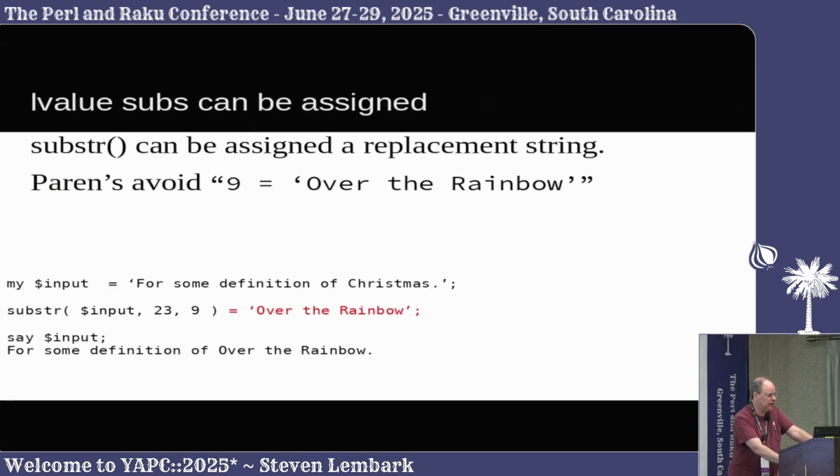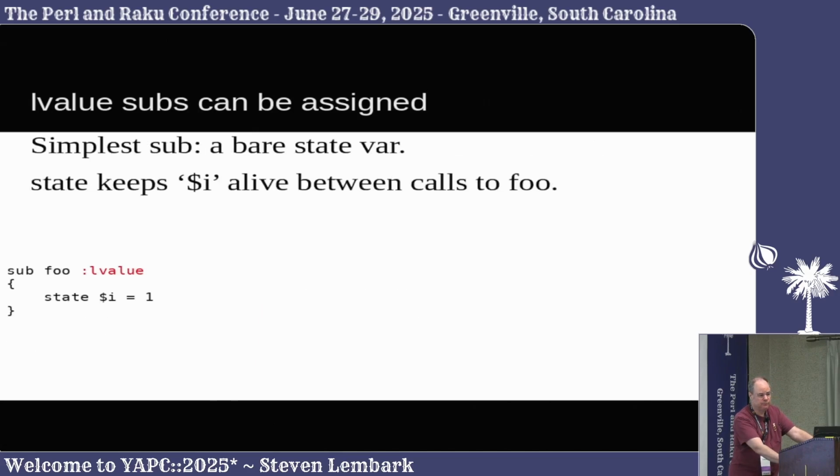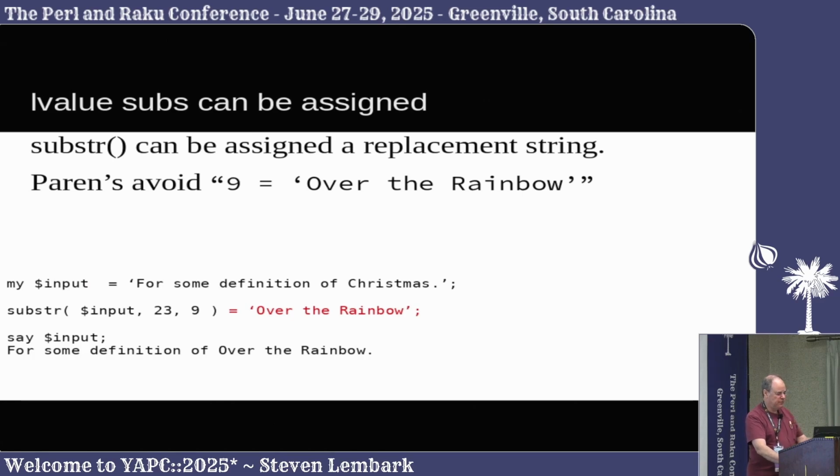The cute thing is I can have a subroutine or a keyword or a built-in method that can take an argument. So substr, anyone ever assigned to a substr? Okay, so you've seen that one. So I can have some definition of Christmas and change that to over the rainbow by assigning the string. So basically what that's showing me is that the substr is an L value. It identifies a place in the string that I can assign to. Is this making sense? Mostly nodding? Okay.